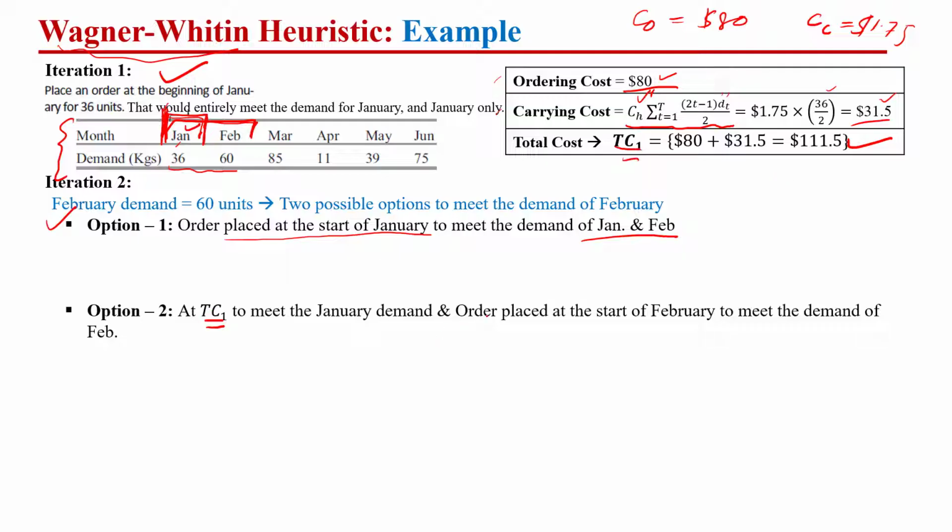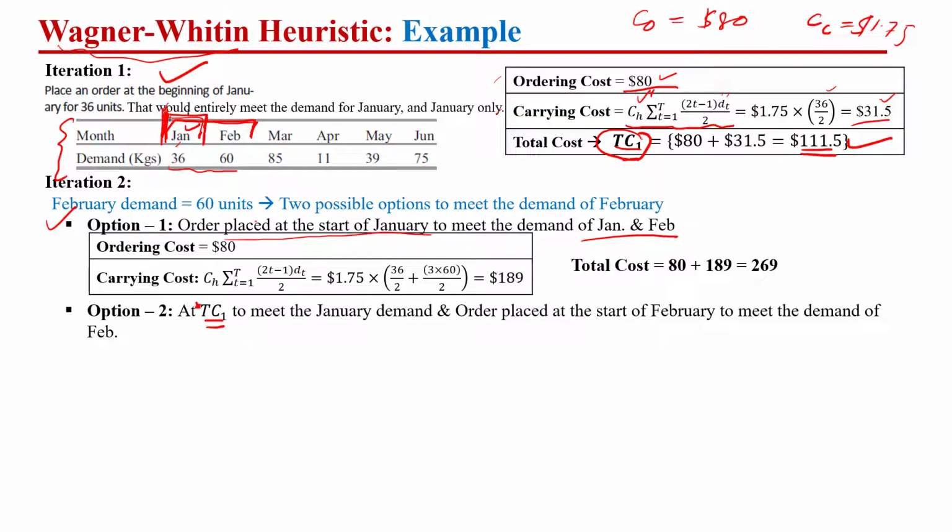Okay, and then we are placing the order at the start of February, and TC1 is basically representing that we are meeting the demand of January in the month of January, and the total cost we have incurred, that is this one, plus we are placing the order at the start of February in order to meet the demand of February. So against these two options we are going to calculate the total cost.